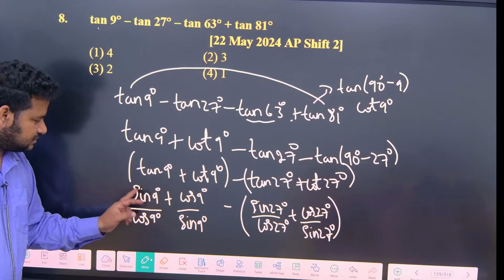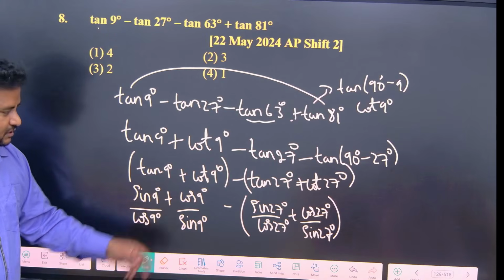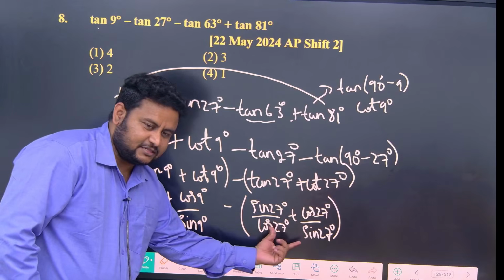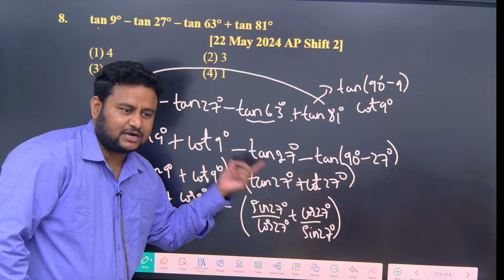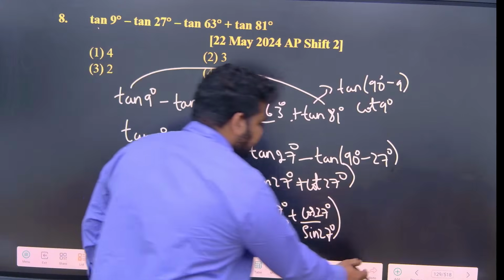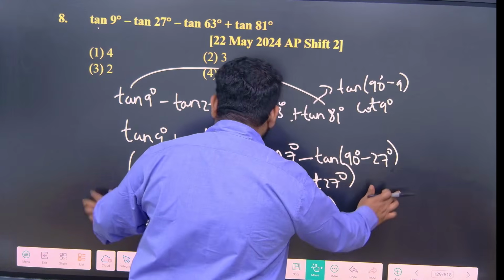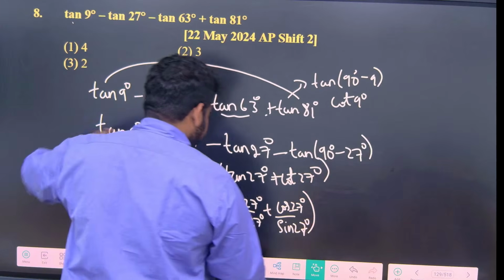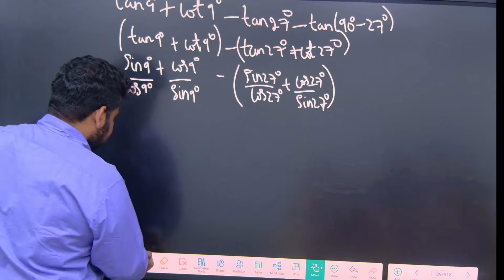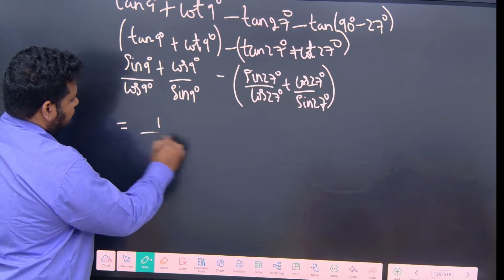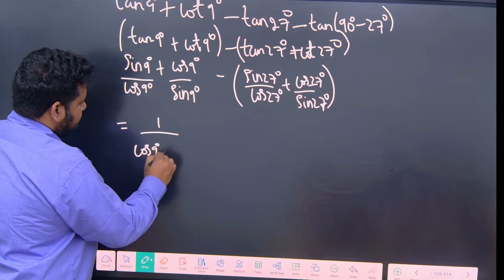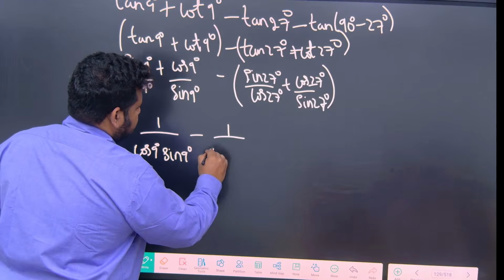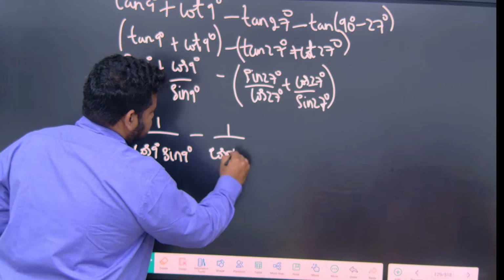Because sin square theta plus cos square theta is equal to 1. Same thing goes here. Sin square 27 degree plus cos square 27 degree divided by this. So sin square 27 plus cos square 27 is 1. So finally, observe carefully, this will be 1 by cos 9 sin 9 minus 1 by cos 27 sin 27.